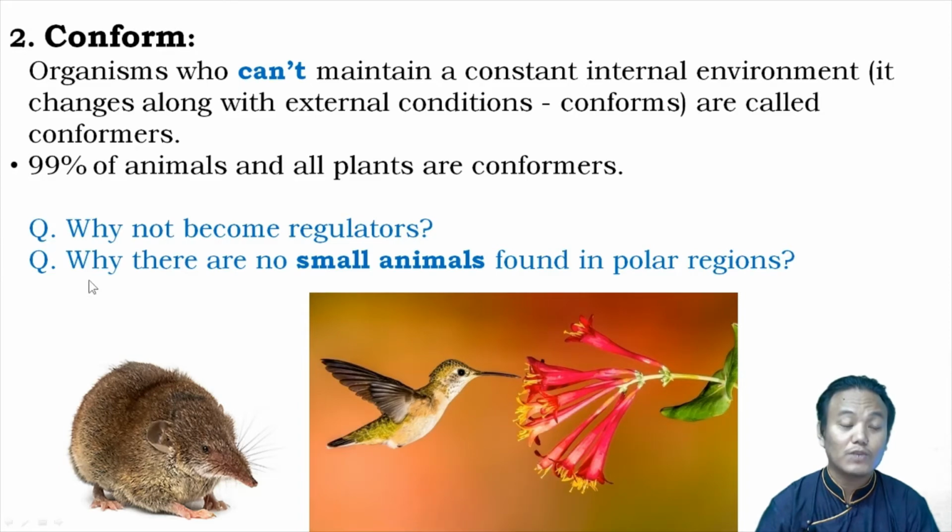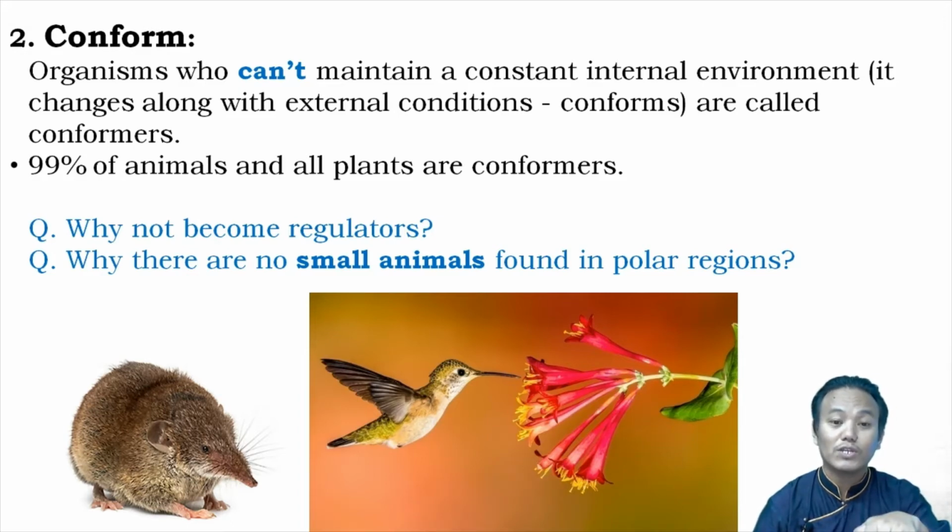It asks why these 99% of animals and all plants do not become regulators. And the second question asks why there are no small animals like shrews and hummingbirds found in polar regions. The answer to the first question is quite simple, right? Thermoregulation and osmoregulation regulators spend a lot of energy to regulate their body temperature and osmotic pressure. To maintain a constant internal environment, regulators spend a lot of energy. So in order to avoid spending energy, these conformers do not become regulators. That is the simple answer for that.